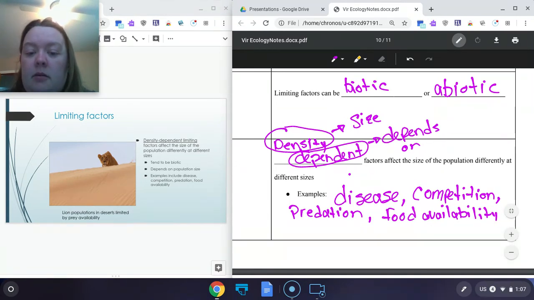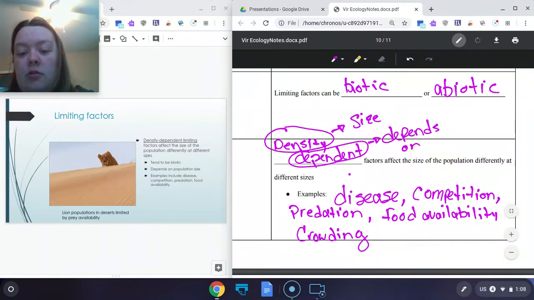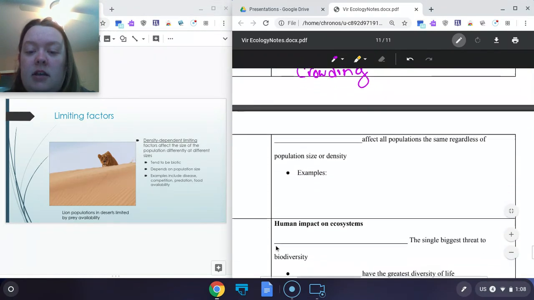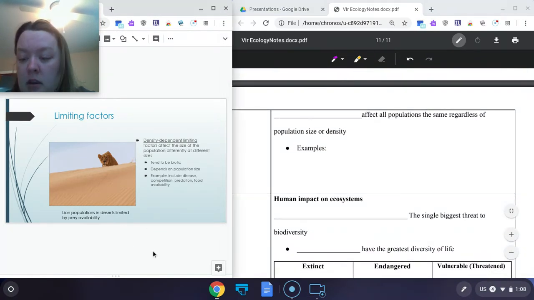Any time that the number of organisms in your population is going to make or break that item. Disease is not going to spread like crazy unless you have a lot of organisms. Competition isn't going to happen unless you have a limited number of things to compete for. Another one is crowding. Crowding cannot happen unless you have lots of organisms. So those are going to be density dependent. The size of the population matters.